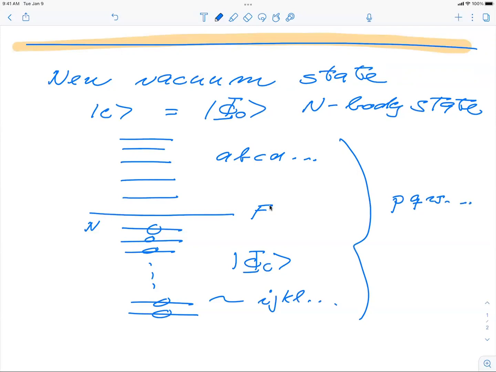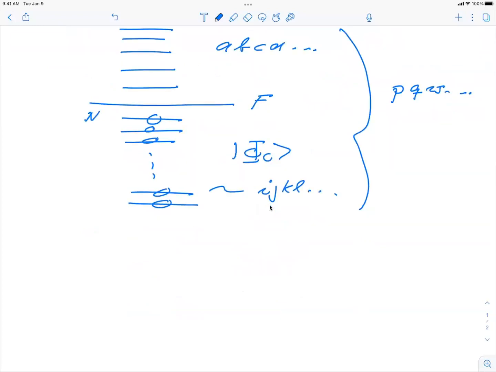And when we are running out of letters here, we will typically have a1, a2, a3, and so on to indicate that this is a state above the Fermi level. And if you have i1, i2, and so on, it is a state below the Fermi level. Now, what we did then was to actually rewrite the Hamiltonian with a new vacuum.